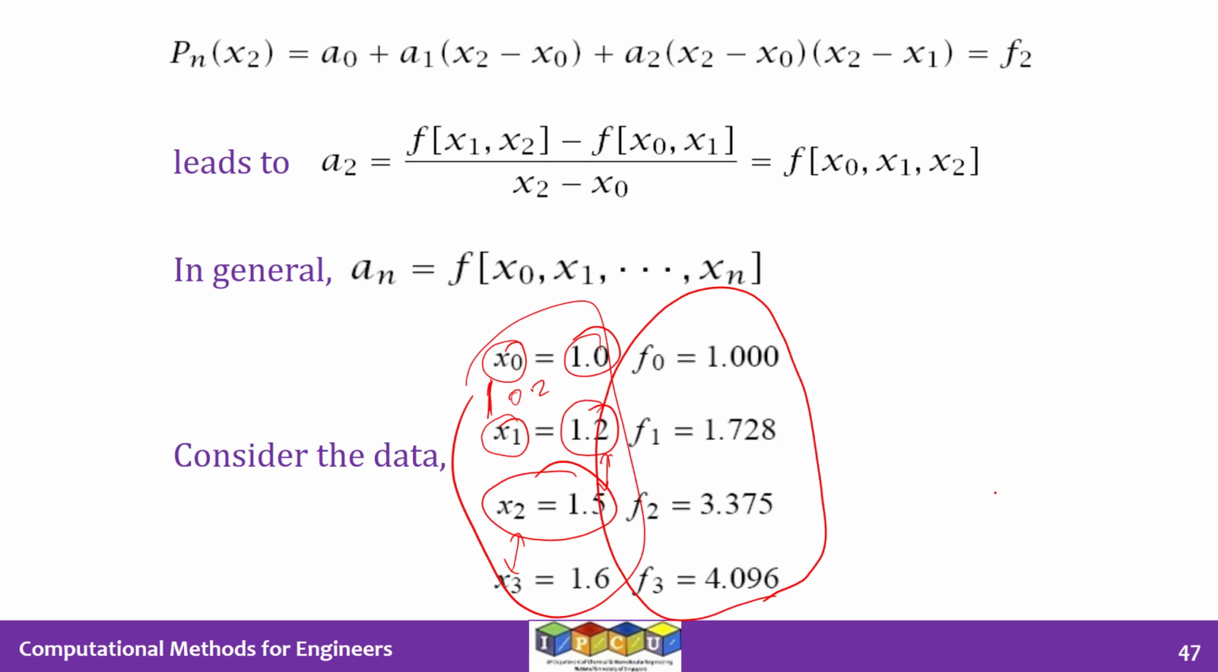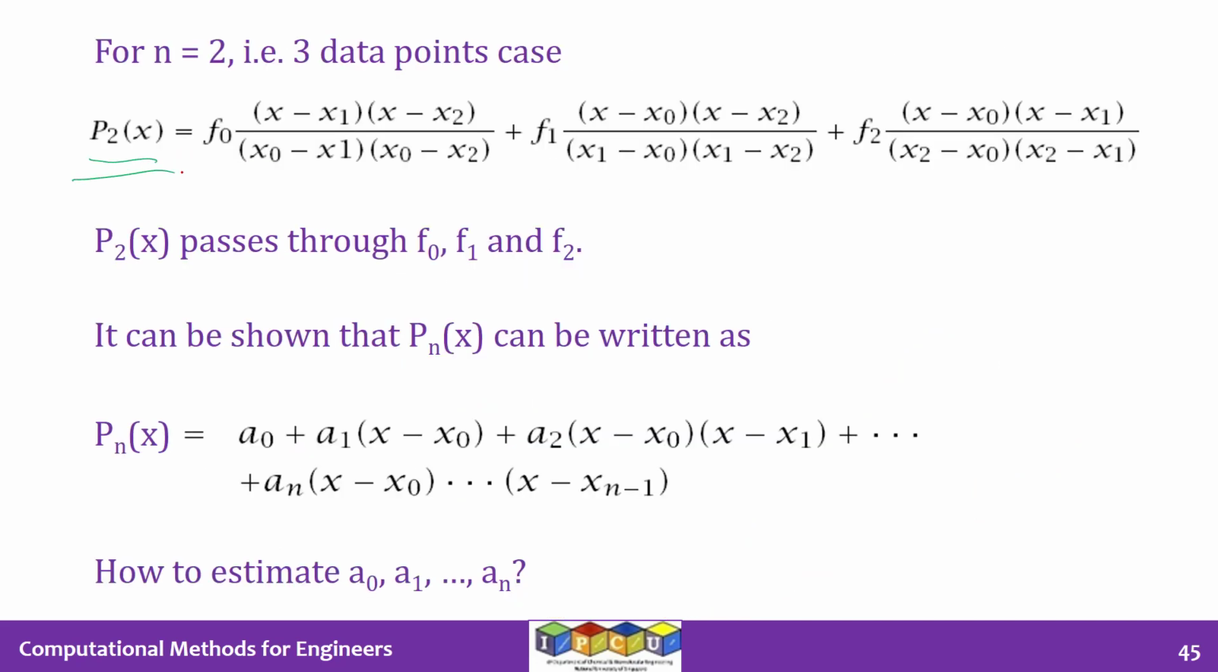Now when you come to finding out A2, this representation for P2 of x at x is equal to x2 is going to give us F2. So P2 at x is equal to x2 is going to give F2. What is this going to give? This is going to give A0 plus A1 times x2 minus x0, because we are at x is equal to x2 now, plus A2 times x2 minus x0 times x2 minus x1. The other terms will be 0 at x is equal to x2.